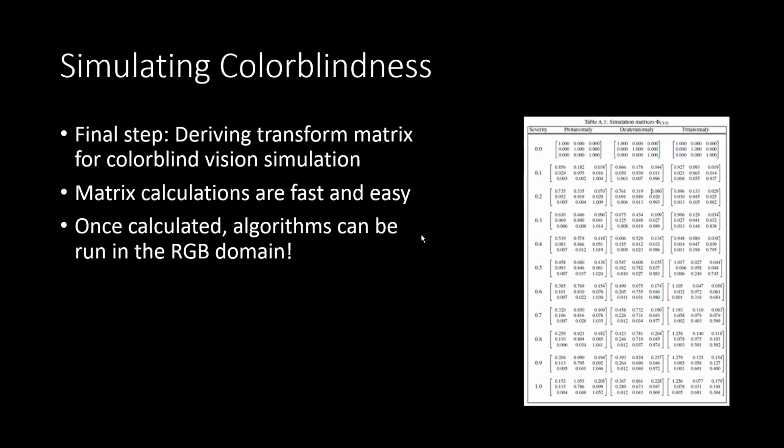The purpose of this is to more accurately represent what a human would see if they have color deficiencies. The final step is to derive a transform matrix for colorblind vision simulation. Matrix calculations are fast and easy, and once calculated, the algorithms can be run in the RGB domain. Basically, you perform a lot of complicated math to obtain a transformation matrix, and then that can be applied directly to an RGB image with just one matrix multiplication, which is much faster than recomputing it over and over again.